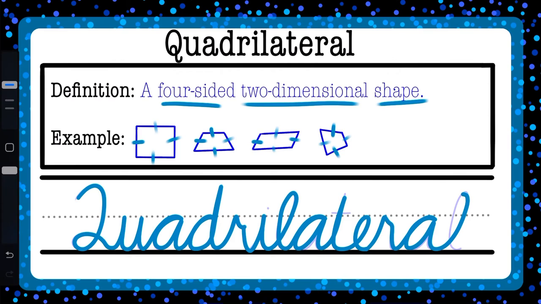That is one long word. Alright, now that we've written it, we can go back and dot our I's and cross our T's. So we'll dot that I, cross our T, and there you have it, the word quadrilateral.